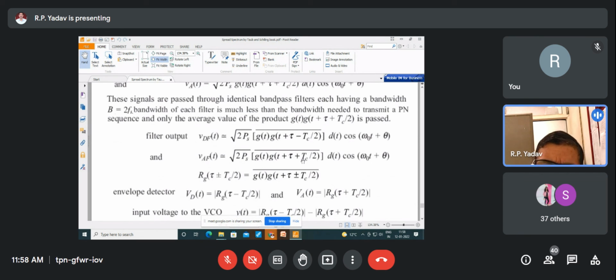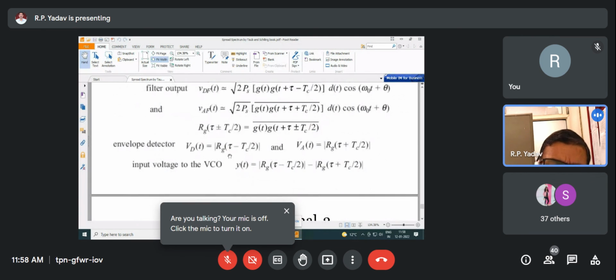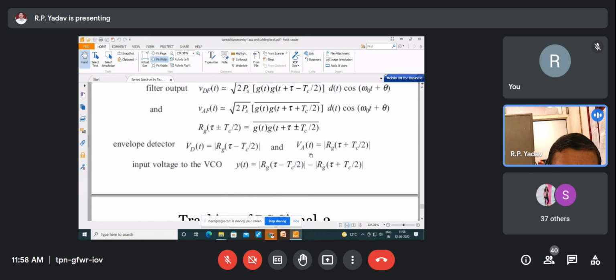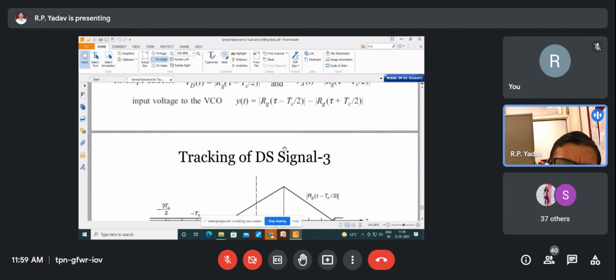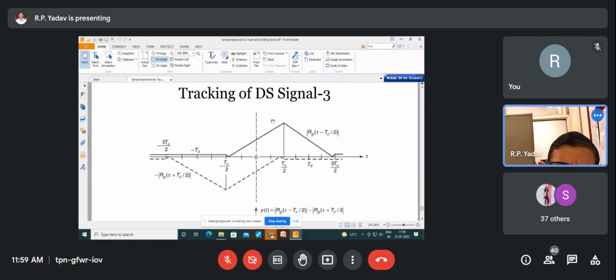They are almost identical, except that here the chip delay is T minus Tc and here T plus Tc. So I calculate this particular R(T plus tau), and my envelope detection again produces the VD output in this form and the VA output in this form, and then I calculate the VCO. Depending upon these two inputs, I calculate this VCO input, and that particular VCO decides the corresponding delay. If you plot this, this is the VCO input voltage y(t).